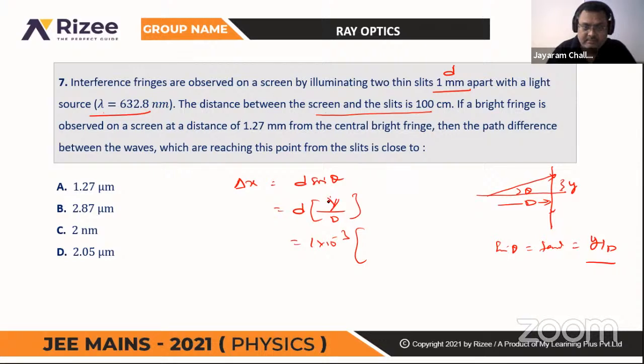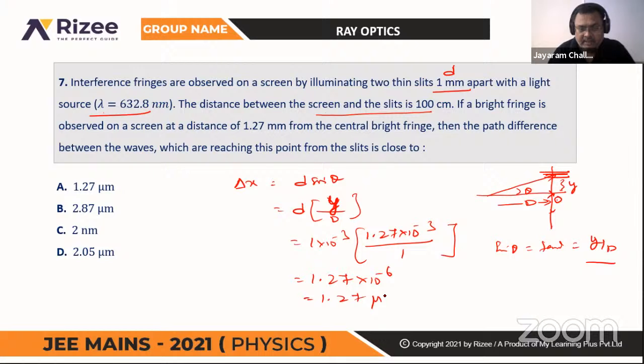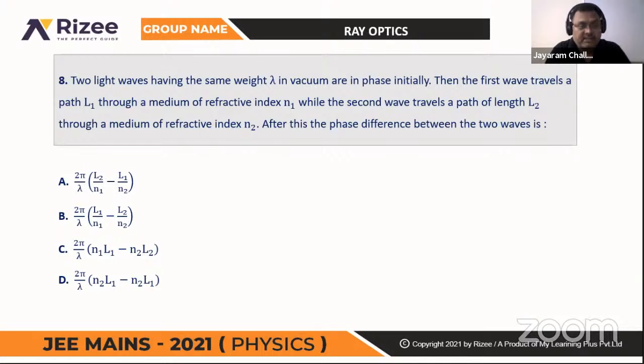Y is nothing but the distance between the central maximum and where the fringe is being obtained. So that distance he has given as 1.27 into 10 to the power of minus 3, divided by the distance of separation, which is 100 centimeters, or equal to 1 meter. Now on solving this one, this will be 127 into 10 to the power of minus 6, which is equal to 1.27 micrometers. Then it should be your first option. Now go for the next question, please.